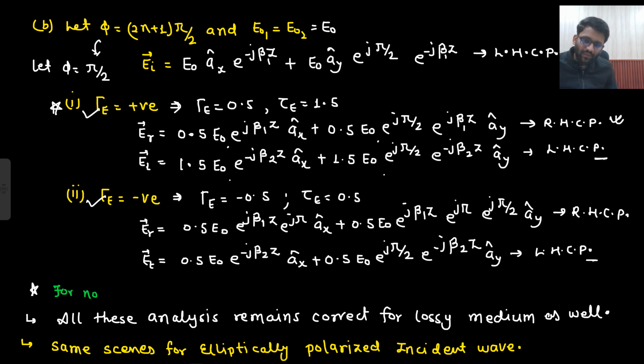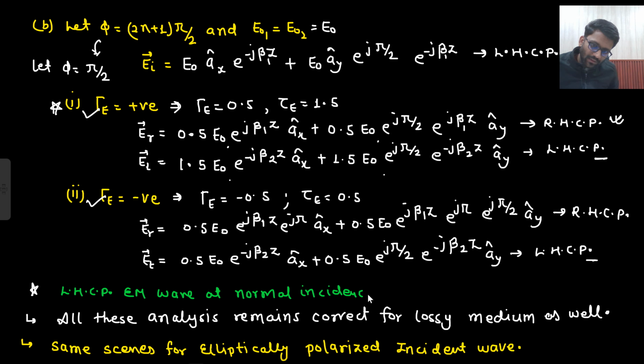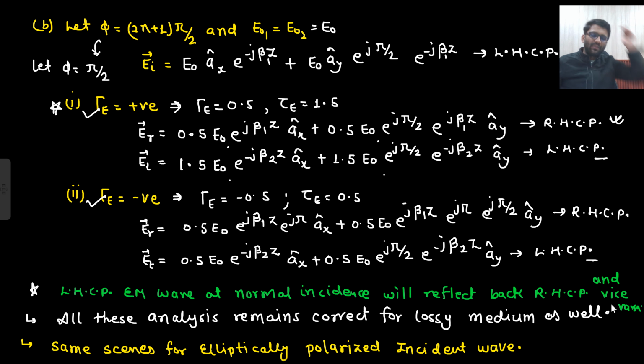For normal incidence, we are studying normal incidence only. So left hand circularly polarized EM wave at normal incidence will reflect back as right hand circularly polarized, and vice versa.